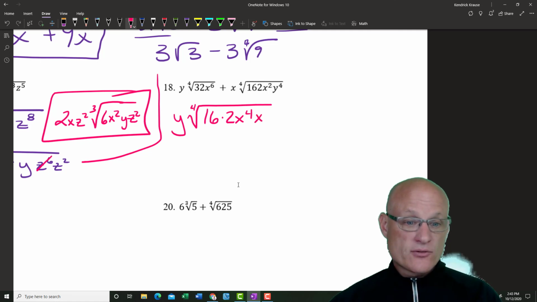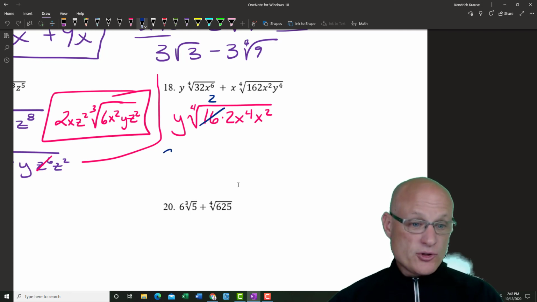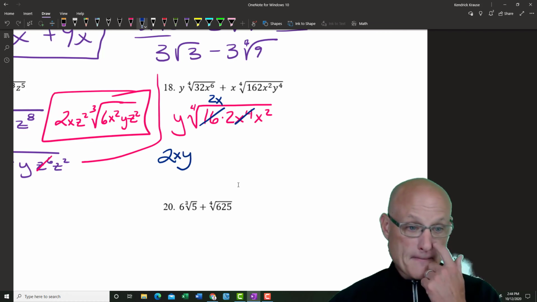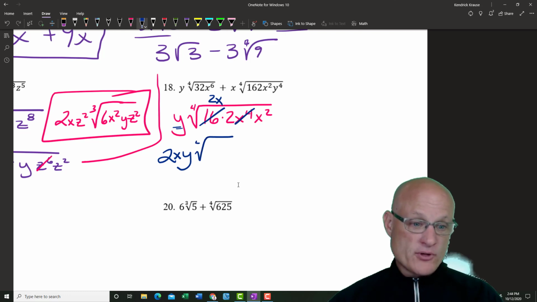Let me finish up with this one. The fourth root of 16 is 2. The fourth root, 2 times 2 times 2 times 2. So I end up with 2. The fourth root of x to the fourth is x. So I end up with 2xy, because the y is on the outside. Fourth roots of 2x squared.